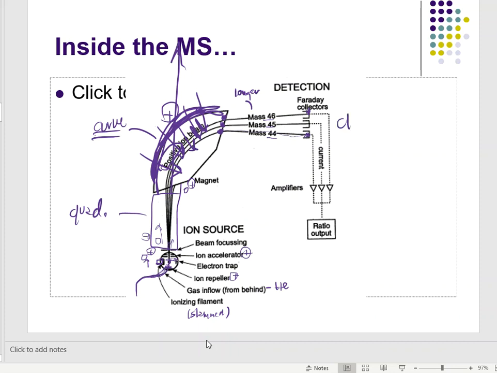So over here would be my collector plates, and the collector plates are called the Faraday collectors. That's just a fancy word that comes along with them. And it will measure, oh, we got a signal, we have a signal here. And what begins to happen is that it begins to generate a mass spectrum for you.